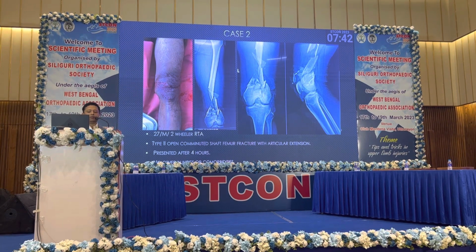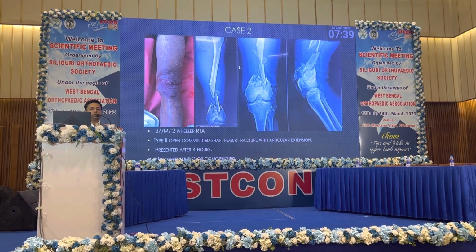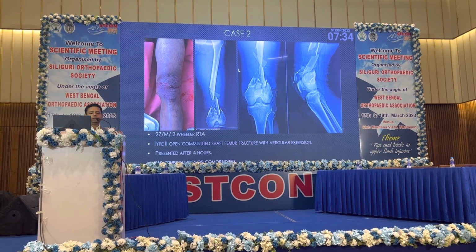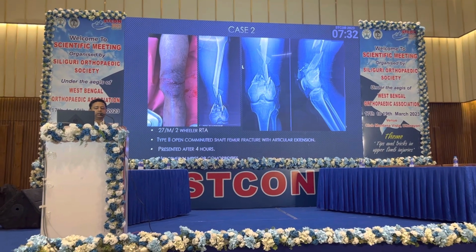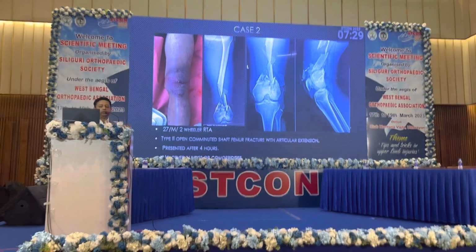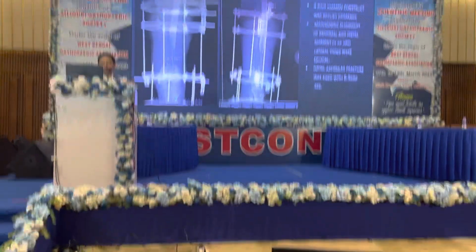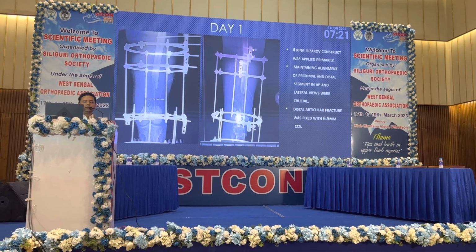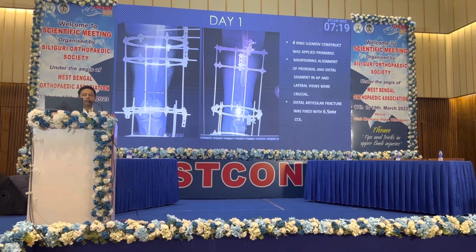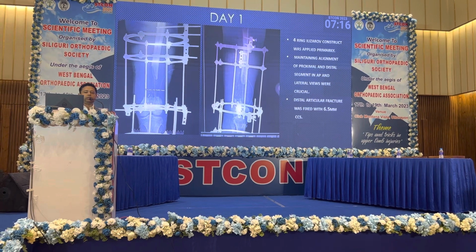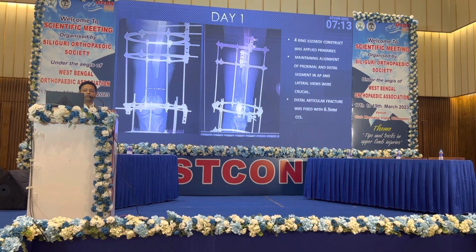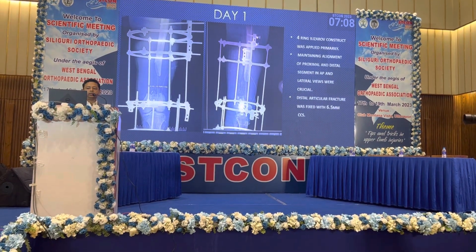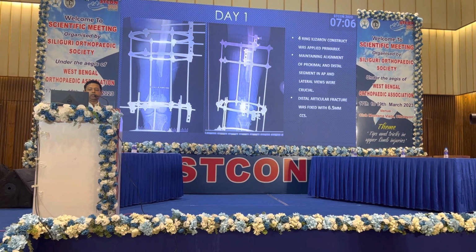So this is another case of a 27-year-old male, also a two-wheeler RTA case, who had a type 2 open comminuted shaft femur fracture with articular extension, and he presented 4 hours after the injury. No other injuries and comorbidities were there. So on day 1, we planned for Siliguri bone transport. We planned for a 4-ring construct, and we applied 2 rings in the proximal femur segment, 1 ring at the distal femur segment, and 1 ring at the proximal tibia segment. And there was a distal articular fracture which was fixed with a 6.5 mm CC screw.